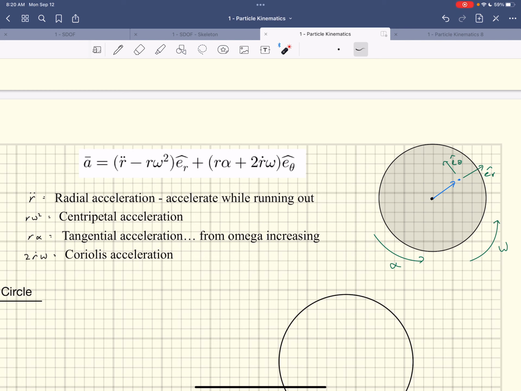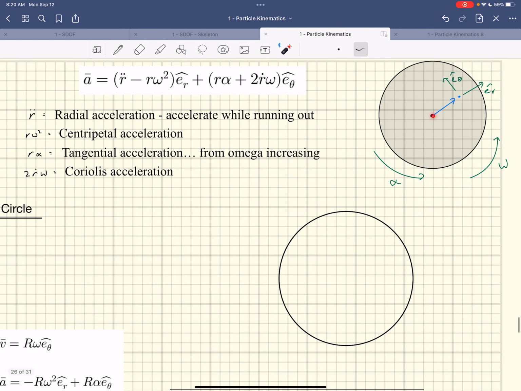The Coriolis, though, that one's different. We've got to spend a little bit more time thinking about that one. If I'm right in the middle, I would have zero velocity in the e theta direction, right? Because I'm stuck right in the middle. All I would be doing is going around in circles.